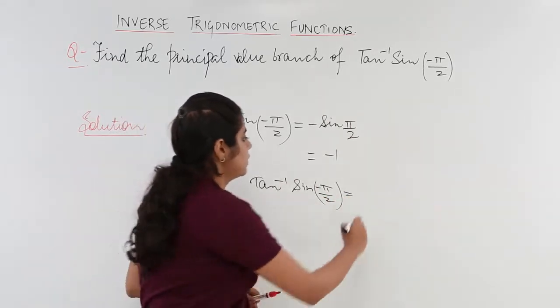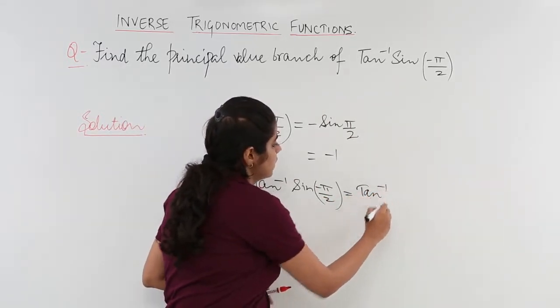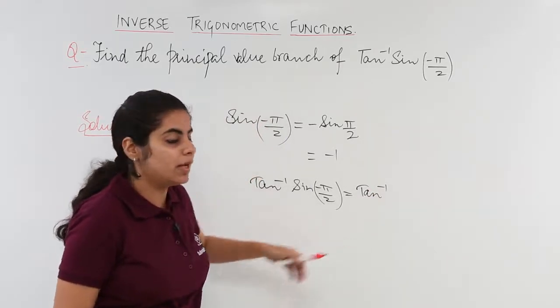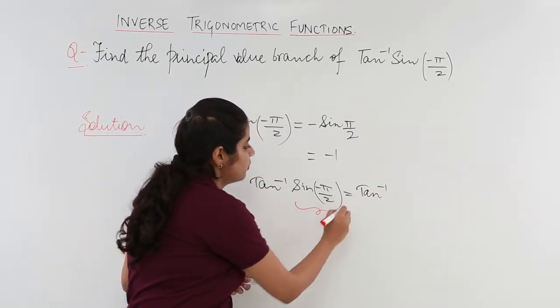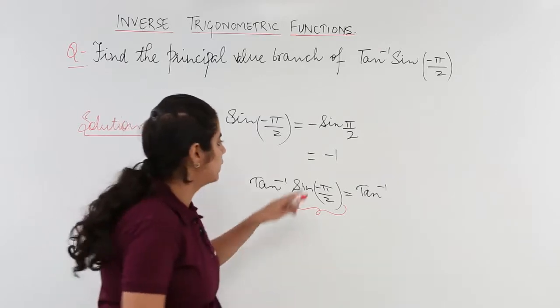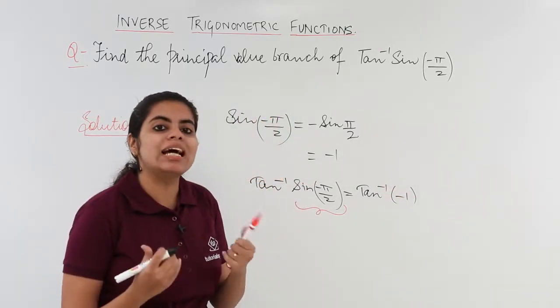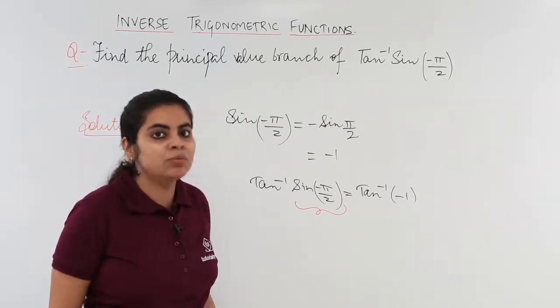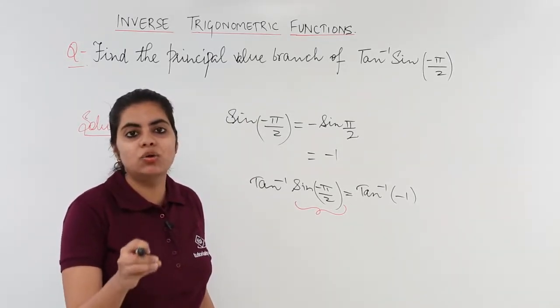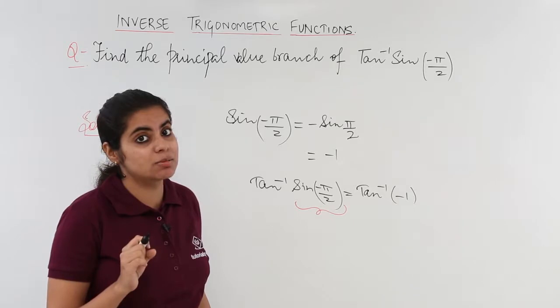Which is tan inverse as it is, sine of minus pi by 2. What is the answer of sine of minus pi by 2? It is minus 1. So you put the answer here, minus 1. Now what is tan inverse of minus 1? Tan inverse of minus 1 means what value of tan gives me the answer as minus 1.